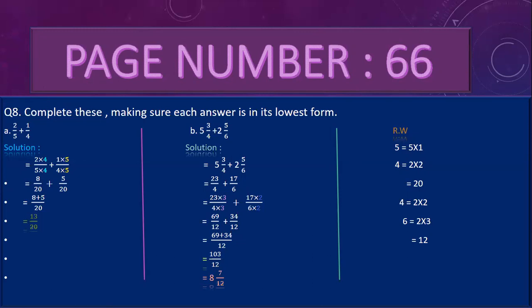Denominators are the same, so we directly add the numerators, and after dividing and converting into a mixed number, 8 whole number 7 over 12 is the required answer of this question. Part C and D of question 8 is your homework.